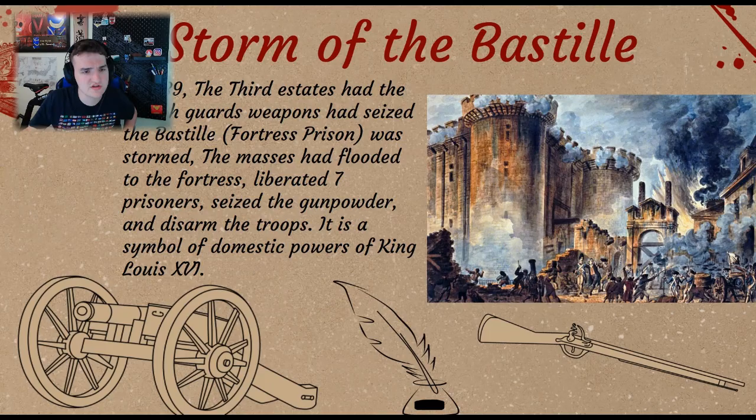And here, the storming of the Bastille marked the start of the French Revolution. The Third Estate took the guards' weapons and seized the Bastille, the fortress prison, which was stormed, and the masses flooded into the fortress. They also liberated about 7 prisoners. I mentioned seizing the gunpowder and disarming the troops, and it is also a symbol of the domestic powers of King Louis XVI.